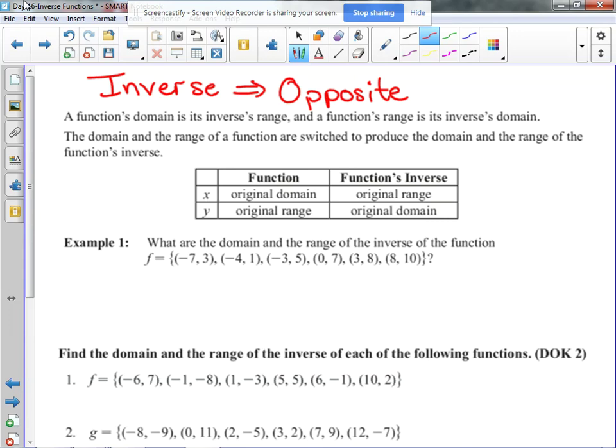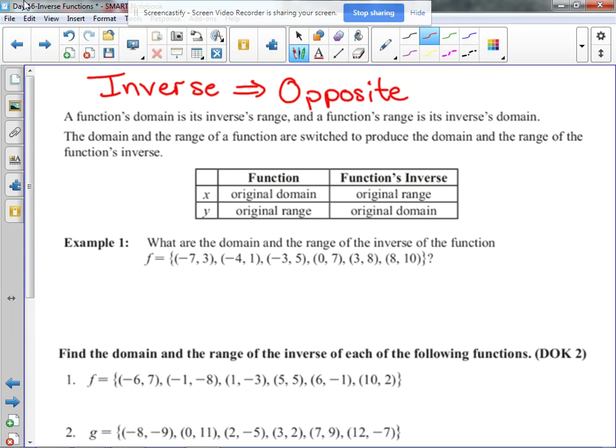So there's that idea of opposites. And a function's range is its inverse's domain. So like I said, a lot of wordy, confusing. Let's look at the second sentence. The domain and the range of a function are switched to produce the domain and the range of the function's inverse. I think that one makes a little bit more sense. We switch domain and range of the function to get the domain and range of the inverse.